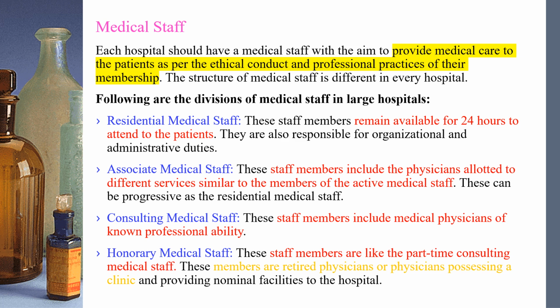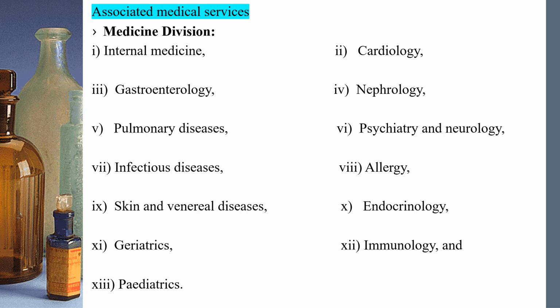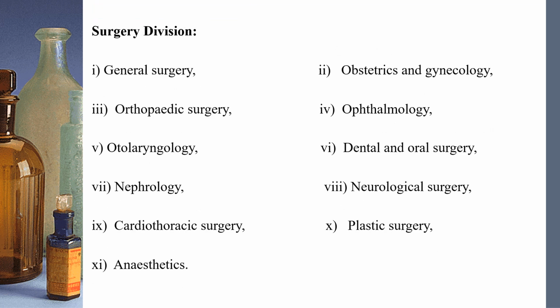Next comes the honorary medical staff. Now these are staff members who are like part-time consulting medical staff. Mostly these people are retired physicians or those physicians who are having a clinic and only 1-2 days they come to their hospitals. Next, we are having associated medical service under which we are having medicine division which includes internal medicine, pulmonary disease, skin and venereal disease, geriatrics, pediatrics, etc. This is the surgery division which is having all the departments.